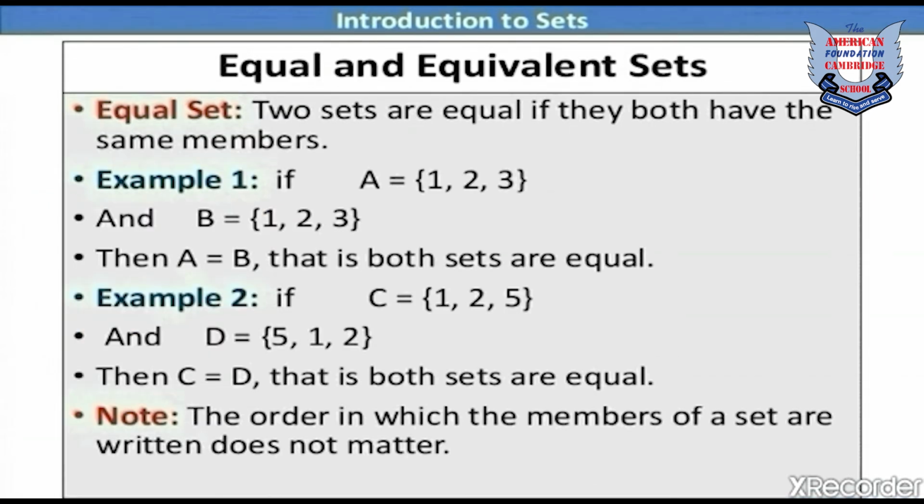Equal and equivalent sets. Equal sets. Two sets are said to be equal if they both have the same members. Example number 1. If set A contains 1, 2, 3 and set B also contains the same members, that means both set A and set B are equal. Example number 2. If set C contains 1, 2, 5 and set D contains 5, 1 and 2, that means members in both the sets are the same. So you can say that set C is equal to set D.